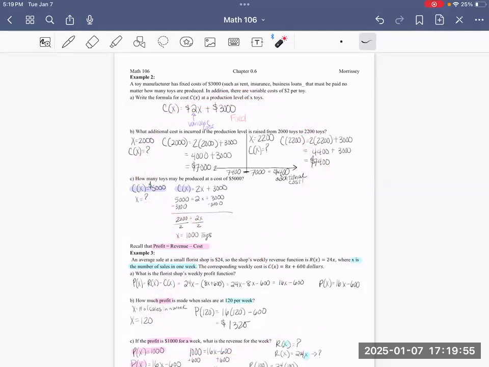Now, this does conclude chapter 0, and now we're going to start to get into more of our calculus-based topics, starting in chapter 1.